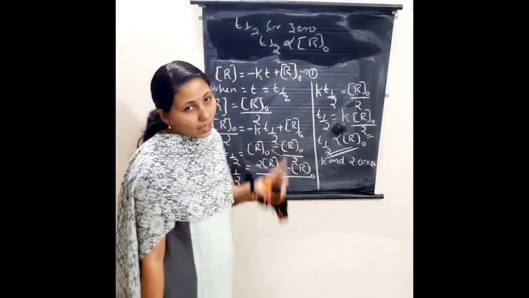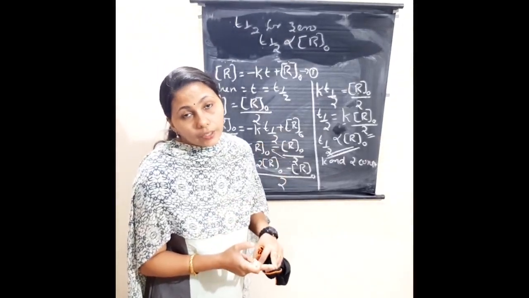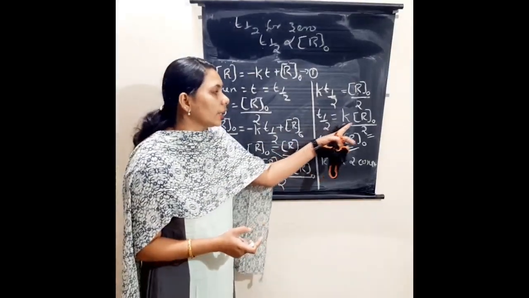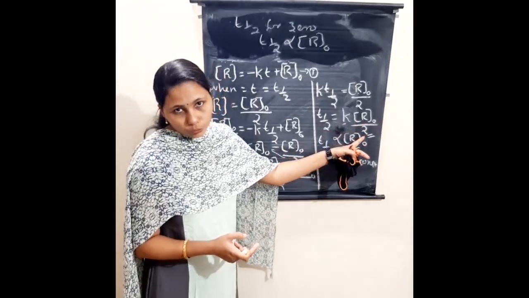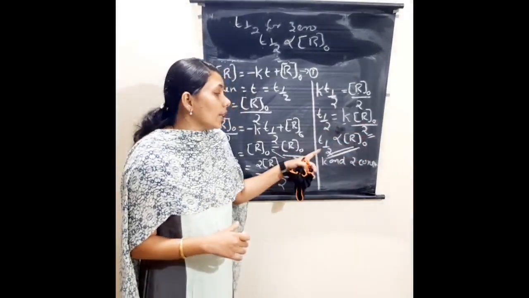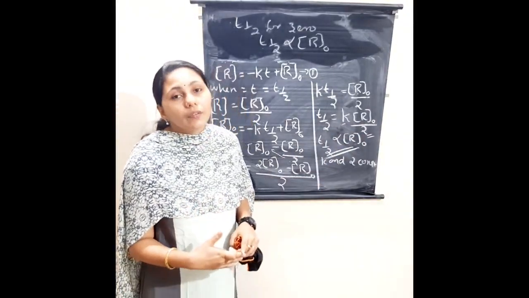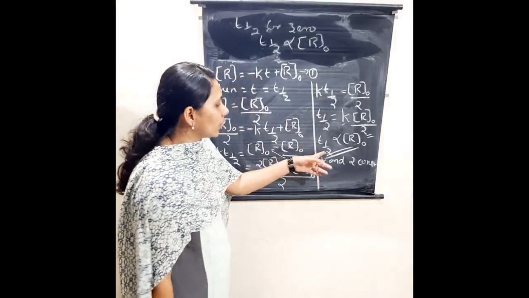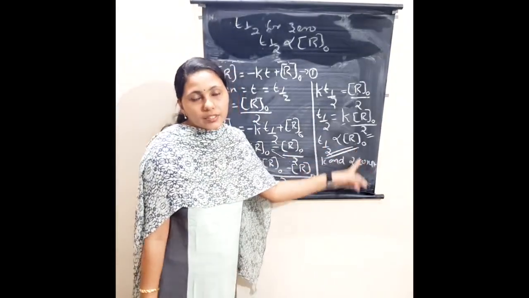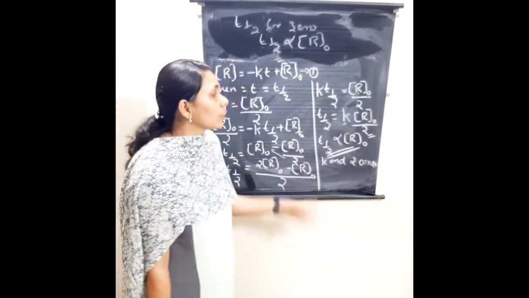So they can ask, derive an expression for T half for a zero order reaction. Then T half equal to R0 divided by 2K. And they can ask, show that the T half for a zero order reaction is directly proportional to the initial concentration. Till here you can show T half is proportional to R0, the initial concentration. Clear, all of you?